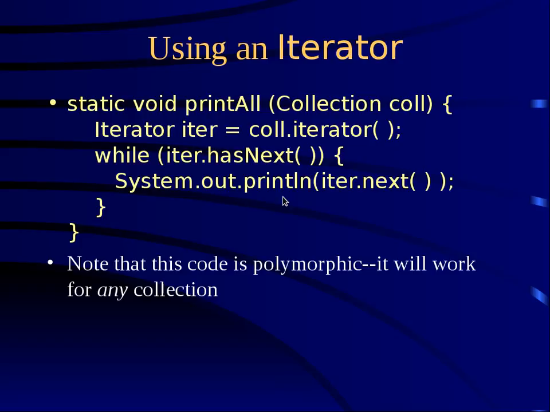This is a good point. The code is polymorphic. What does that mean? It has more than one form. What can I pass to this function? Any collection. Any collection. What's another class that I can pass besides collection? List. Or ArrayList. Or LinkedList. Or any other type of list. That's what it means by polymorphic.